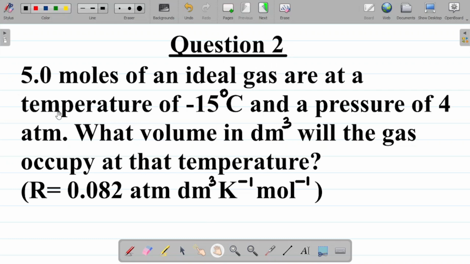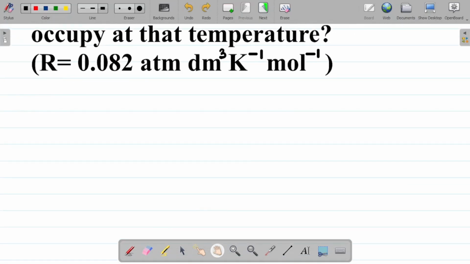Question 2 says, 5.0 moles of an ideal gas are at a temperature of negative 15 degrees Celsius and a pressure of 4 atmosphere. What volume in dm³, that's decimeter cube, will the gas occupy at that temperature? In this case, we have to find the volume. As usual, solution, our first task.